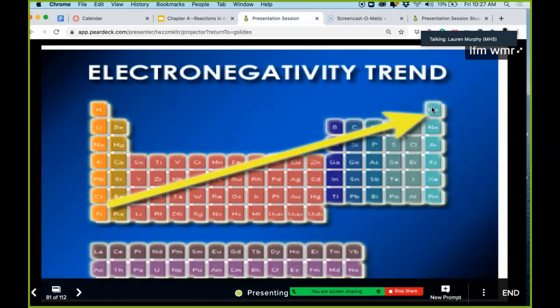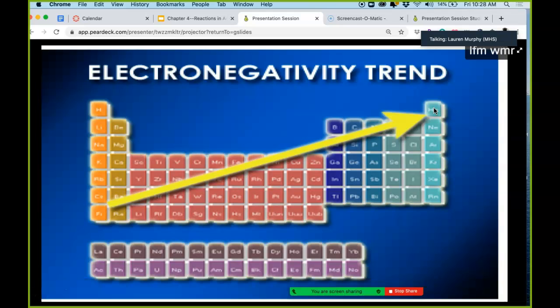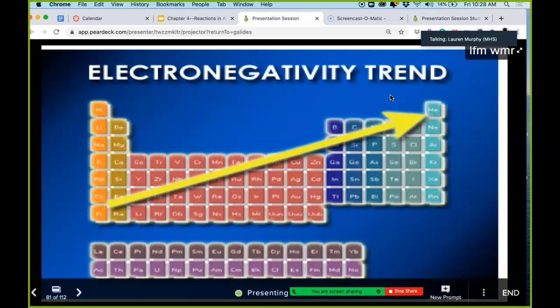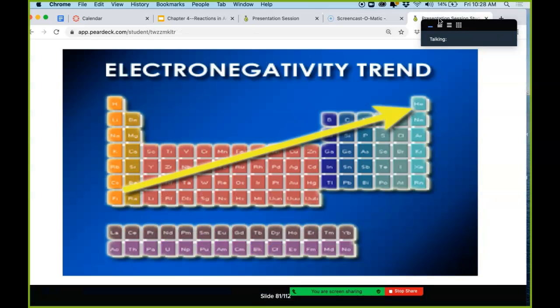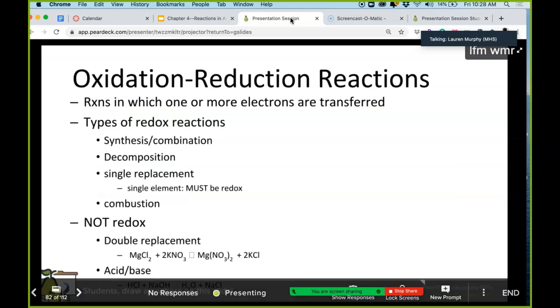The only exception to that is our noble gas family. They don't have attraction to electrons, right? They're stable, they have full stable shells, so they don't have any electronegativity because they don't want to attract electrons. They're happy just the way they are, and so we don't count them in this trend for electronegativity.